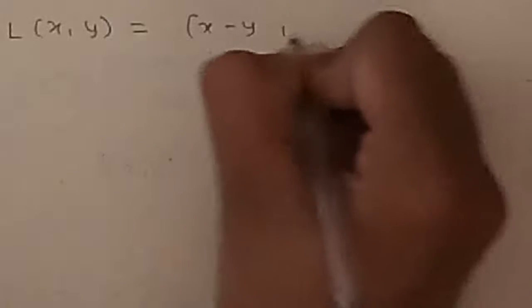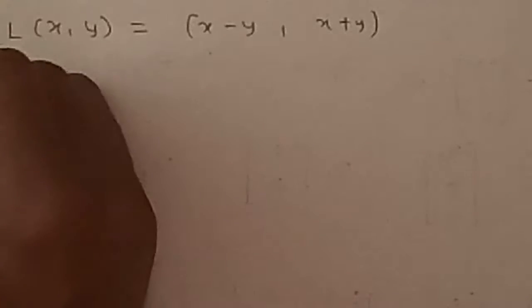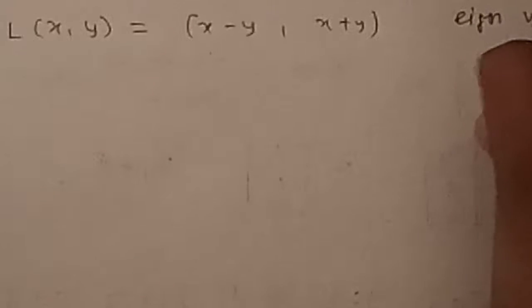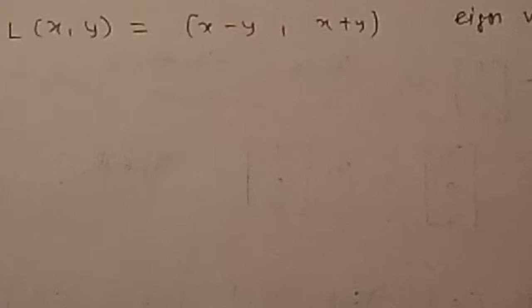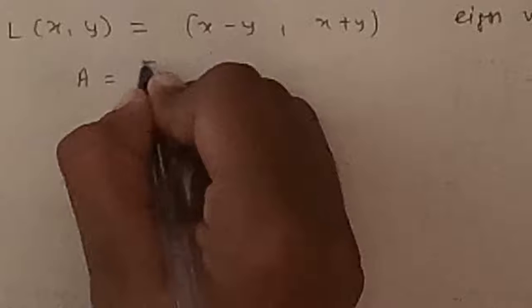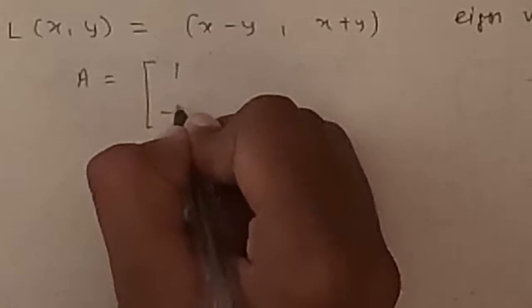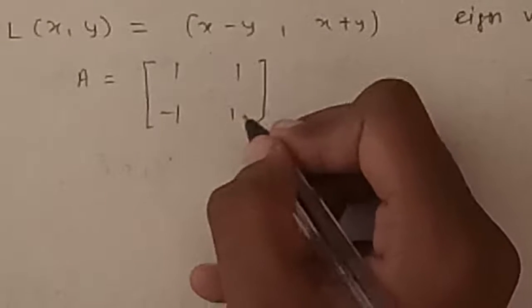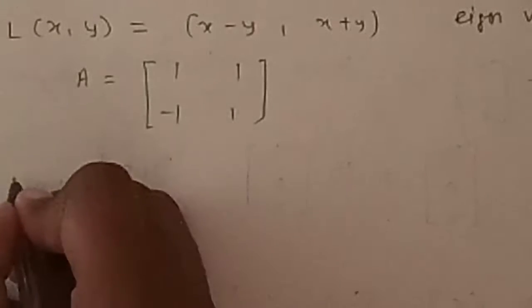Now we'll do one small question. We have to calculate eigenvalue and eigenvector for the given linear transformation x minus y, x plus y. Solution. We have to find eigenvalue and eigenvector. So we have the matrix as 1 minus 1, 1 1. Now according to this we have to calculate eigenvalue.